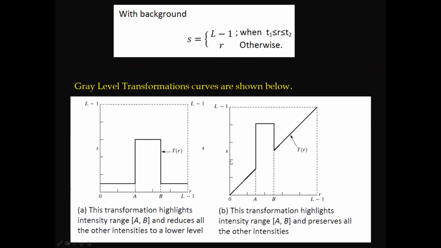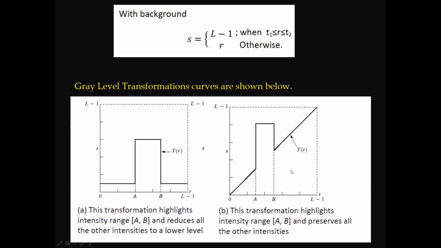So these are the two transformation curves we have, called gray level transformation curves. In figure A, between A and B, the intensity level is highlighted. That is our region of interest, so we highlighted that region of interest, A and B. The transformation T of R highlights the intensity range AB. And what about the remaining areas other than AB? It reduces all other intensity levels to a lower value.